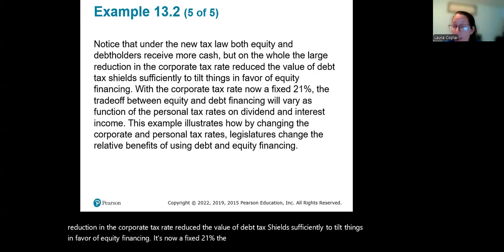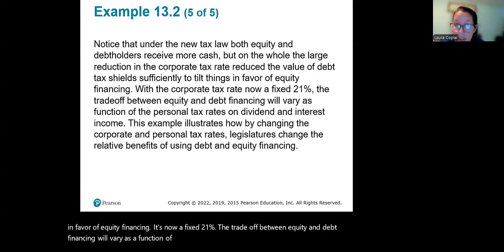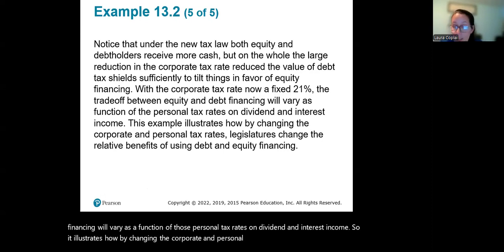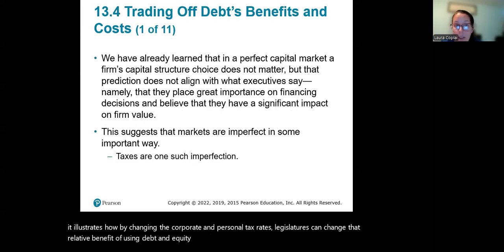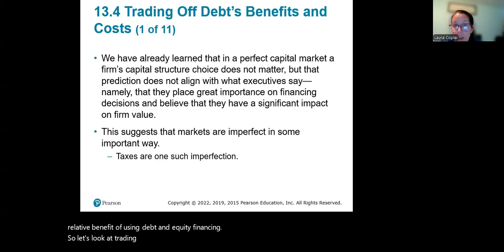The trade-off between equity and debt financing will vary as a function of those personal tax rates on dividend and interest income. So it illustrates how, by changing the corporate and personal tax rates, legislatures can change that relative benefit of using debt and equity financing. So let's look at trading off debt benefits and costs.